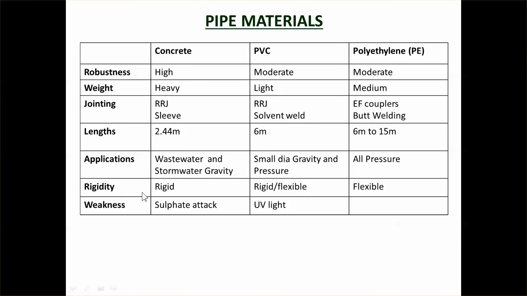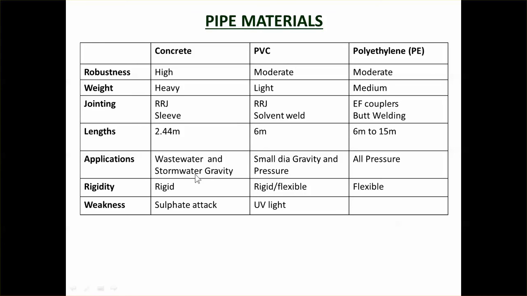So the rigidity: concrete is rigid, PVC pipe is semi-rigid, but mostly regarded as rigid. Polyethylene pipe is flexible, which means the polyethylene pipe can be turned around corners. As a rule of thumb, the radius of turn can be about 30 times the outside diameter of the pipe. So if you've got a 100 mil pipe, you can turn it around a 3 meter diameter circle.